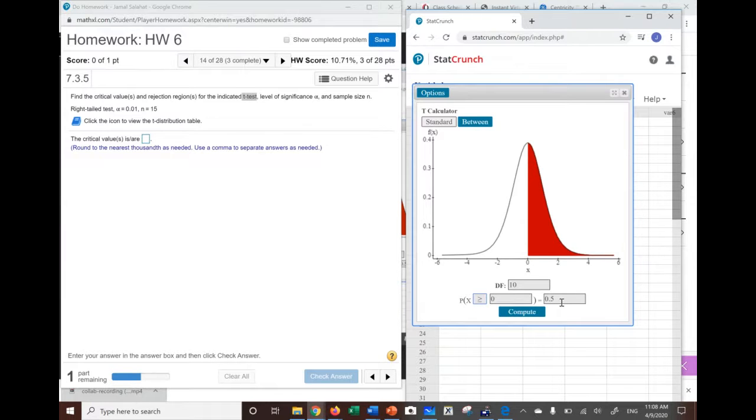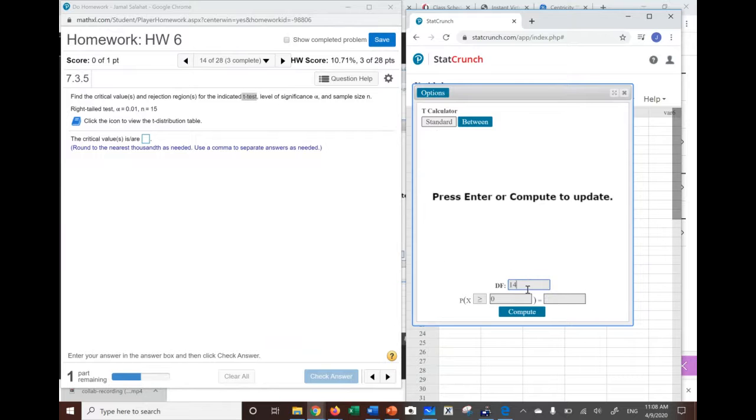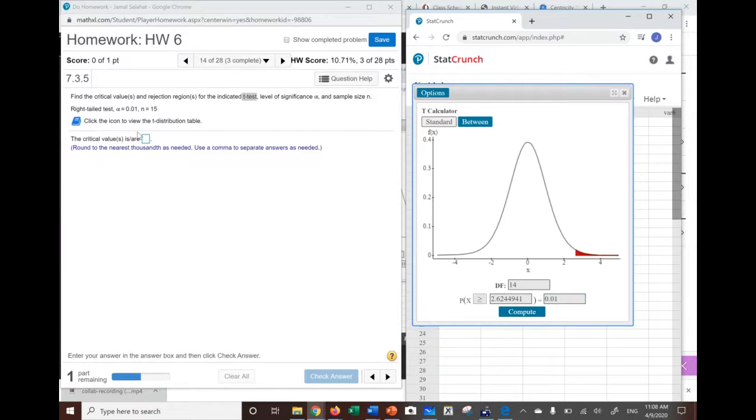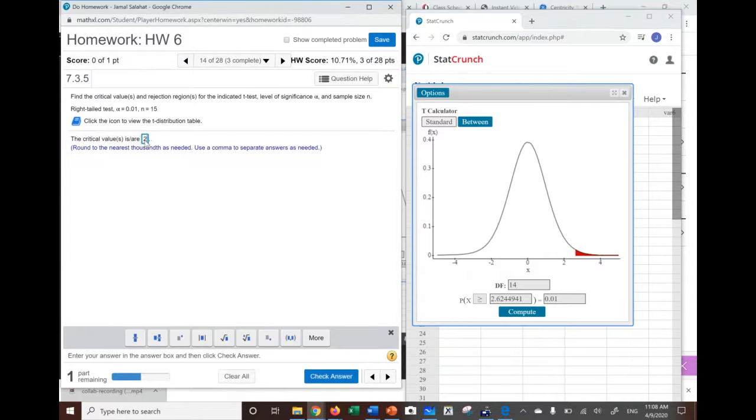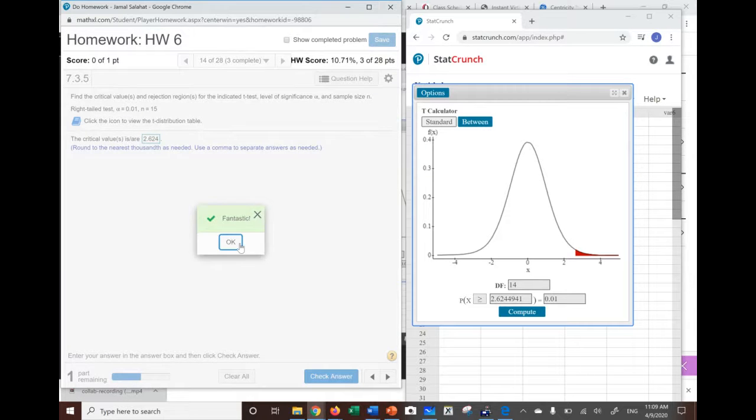Then after that, we're going to go to degree of freedom. Always degree of freedom is n minus 1. So n in our example here is 15, so we're going to put 14. And then we're going to fill the alpha in the last box, which is 0.01. And we hit compute. That's going to give us the critical value. And again, we need only to the nearest thousandth, so only 3 places. So 2.624. And when you hit enter, you get the correct answer.